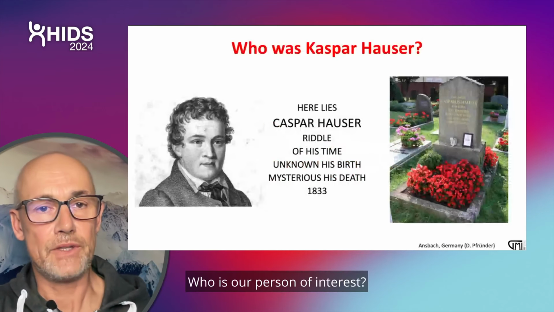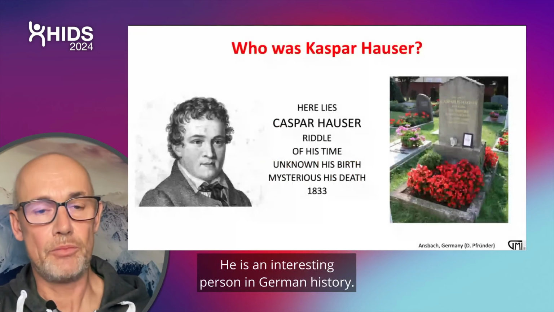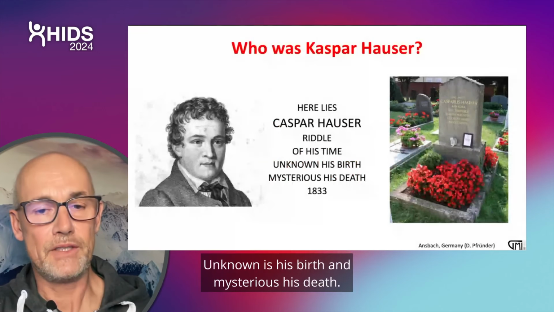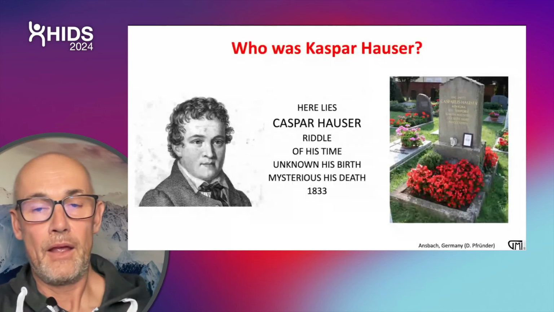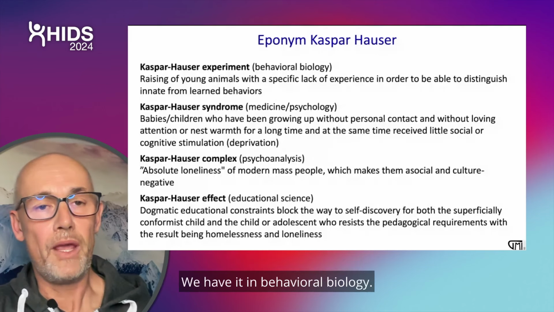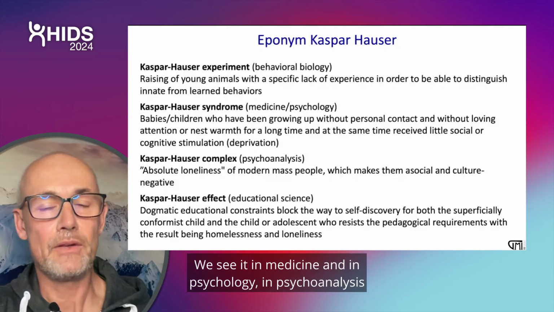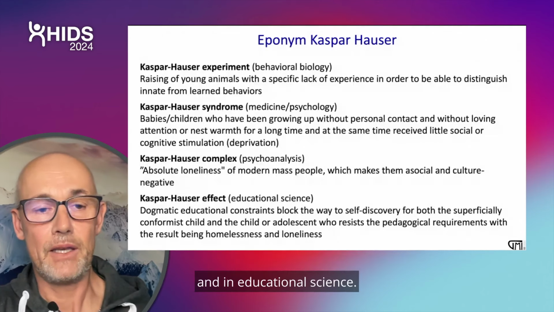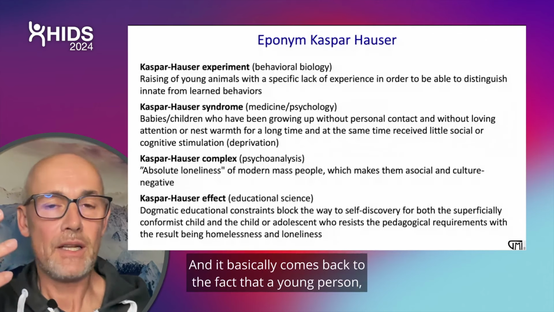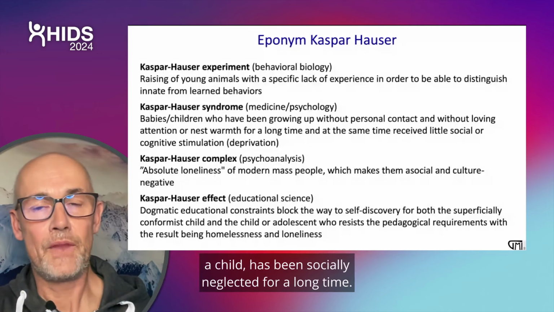Who is our person of interest? His name is Kaspar Hauser. He is an interesting person in German history. Unknown is his birth and mysterious his death. The eponym Kaspar Hauser is still used today. We have it in behavioral biology. We see it in medicine and in psychology, in psychoanalysis, and in educational science. And it basically comes back to the fact that a young person, a child, has been socially neglected for a long time.